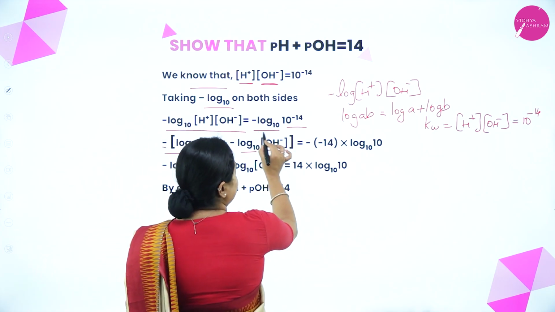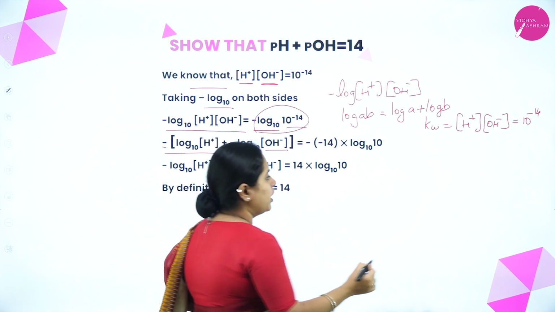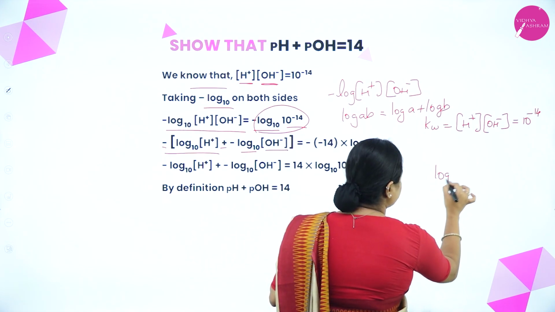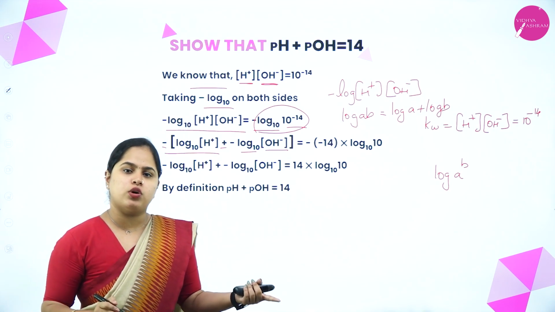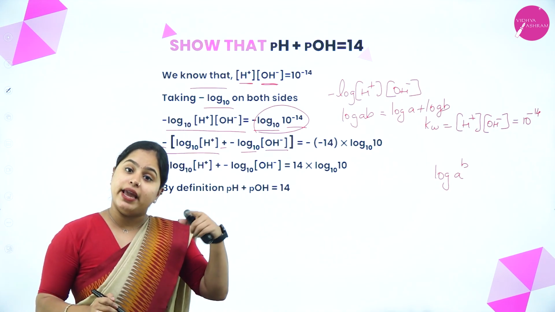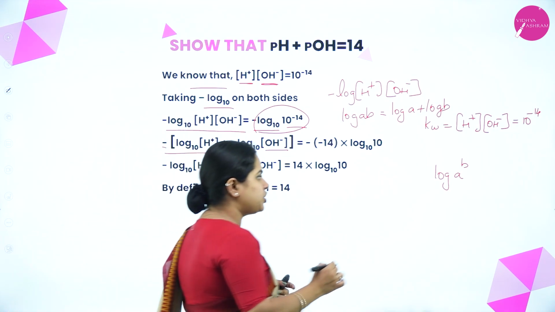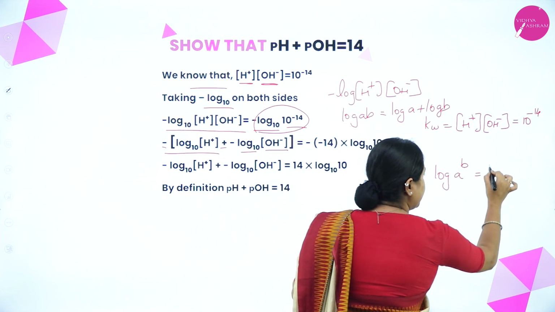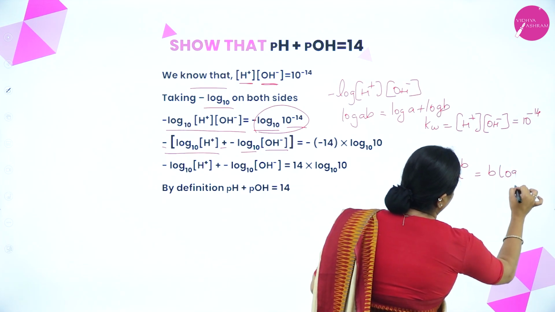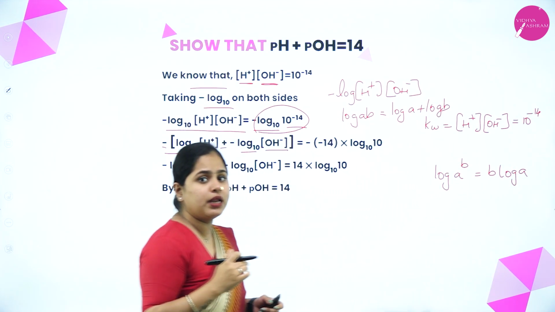Now on this side, this part, in which form is it? It is log A to the power B. It is log 10 to the power minus 14, right? So it is in the form log A to the power B, which is equal to whatever is in the power, it will be written here, and log A. It is in the format B log A.